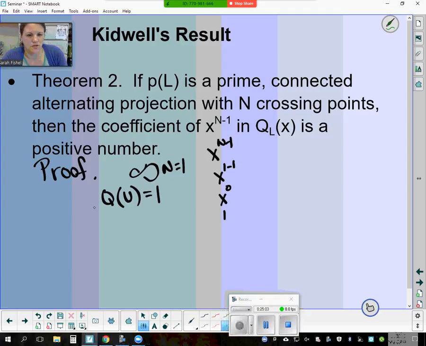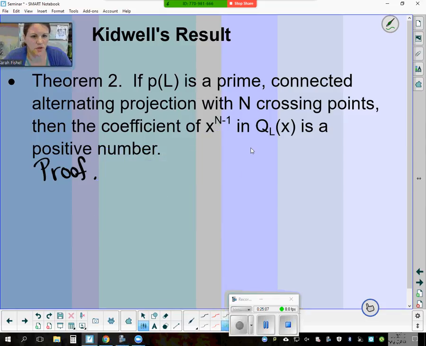Okay, so that's our base case. Now let us suppose that the theorem is true for any projection with less than n crossings, so that we can then prove that it is true with exactly n crossings.